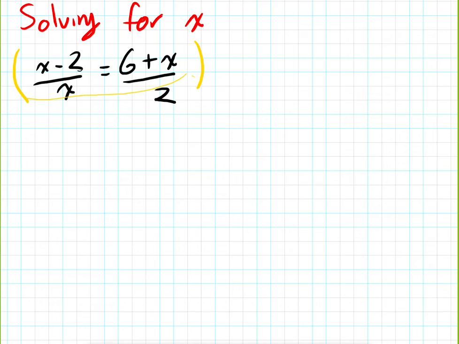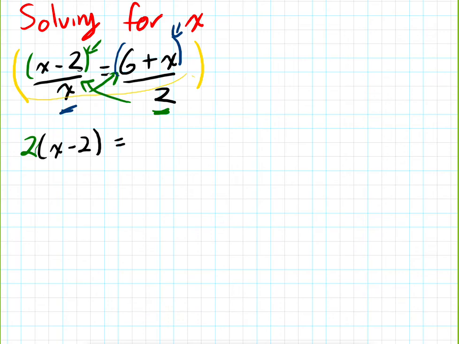And a simple process that they learn in elementary school is to cross multiply. Okay? So when we cross multiply, we're just going to take the denominator from one side, multiply it by the numerator on the other, and then vice versa, denominator on the left side, and we're going to multiply it by the numerator on the other side. So over here, we're going to end up with 2 multiplied by x minus 2 is equal to x multiplied by 6 plus x. Okay?